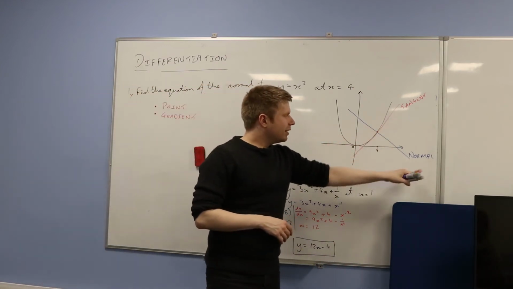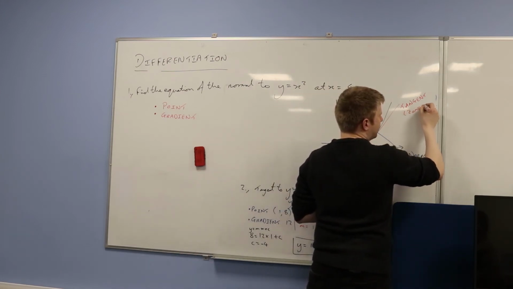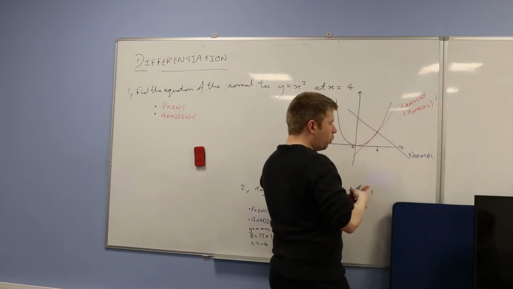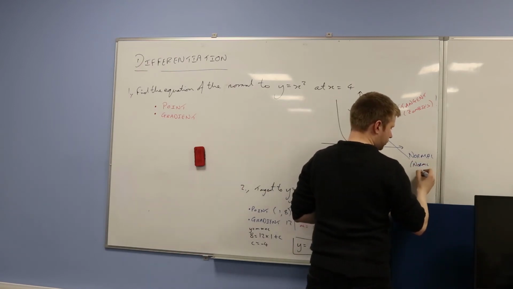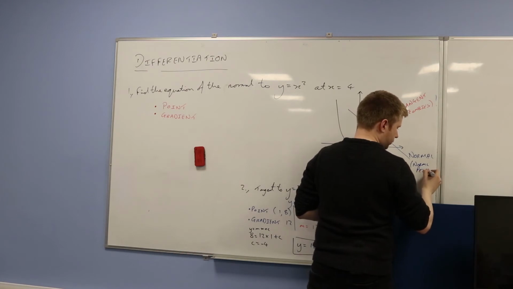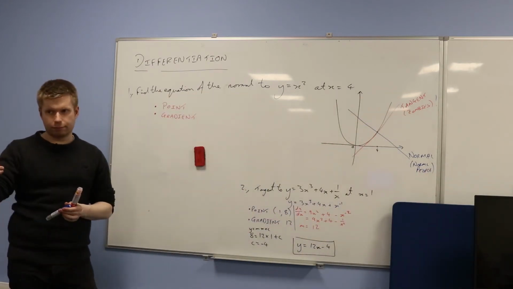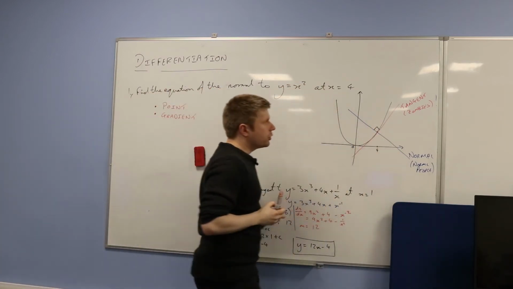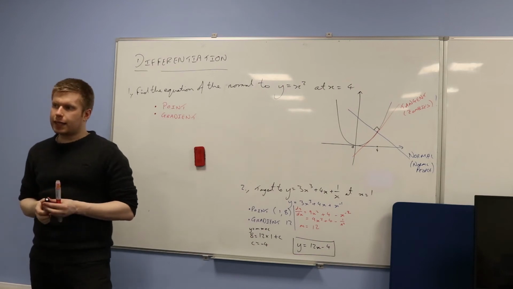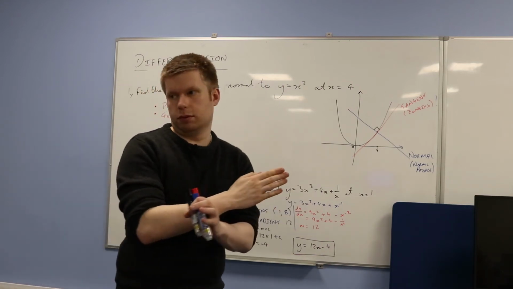Tangents, zombies. In fact, let me write that in. Tangents are zombies. Normals are what normal people do. Those two lines, normal lines and tangent lines, are 90 degrees to each other. They're perpendicular.